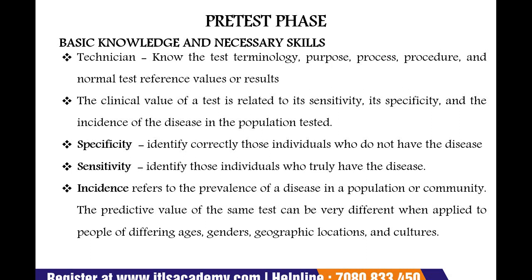And what is sensitivity? It identifies those individuals who truly have the disease. The percentage of sensitivity is calculated as persons with disease who test positive, divided by the total number of persons tested with disease, times 100. This formula shows the percentage of sensitivity. And what is incidence? Incidence refers to the prevalence of a disease in a population or community. The predictive value of the same test can be very different when applied to people of different ages, genders, geographic locations, and cultures.